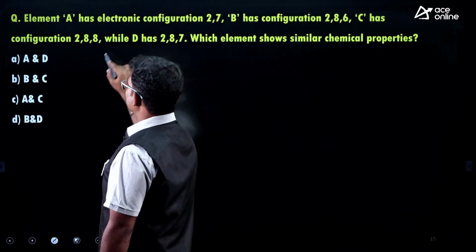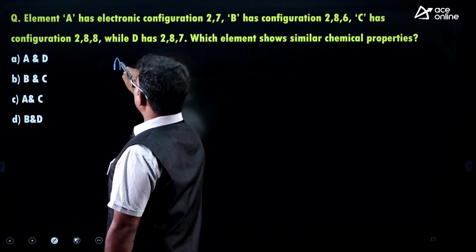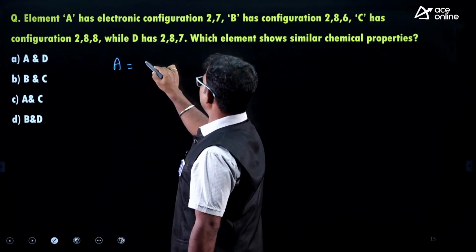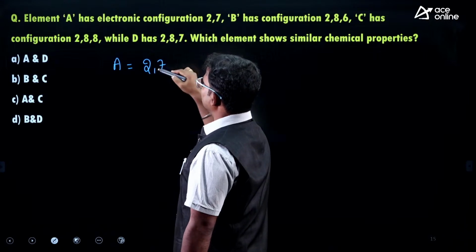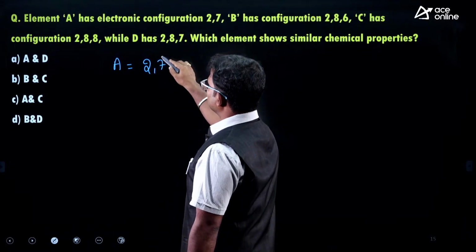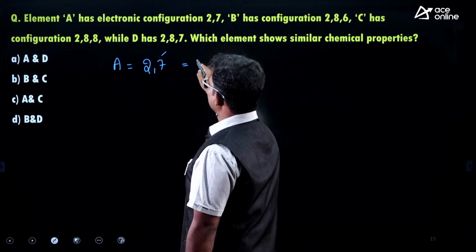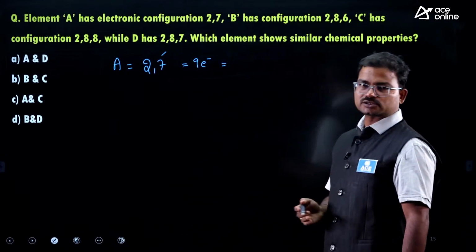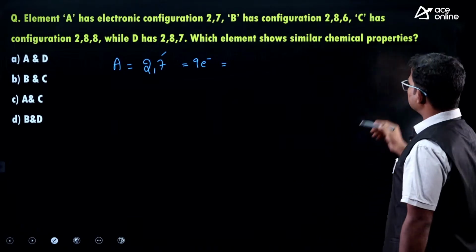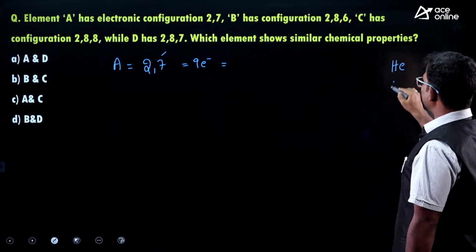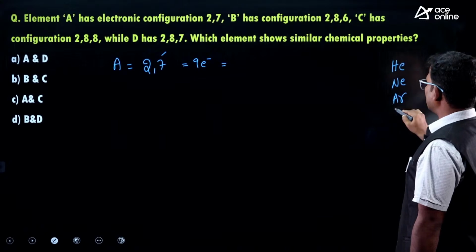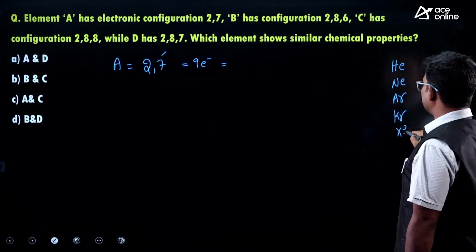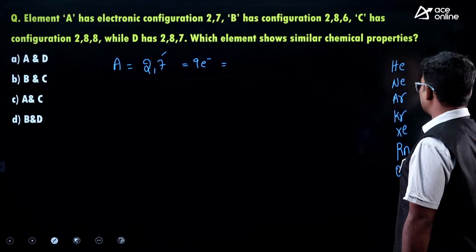Next one: element A has electronic configuration 2, 7. You have to observe carefully. It means it belongs to the 7th group. 2, 7 means 9 electrons. 9 electrons means it has already crossed the helium noble gas configuration. So the noble gases are helium, neon, argon, krypton, xenon, radon, oganesson.